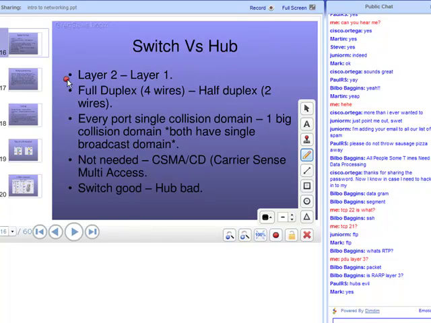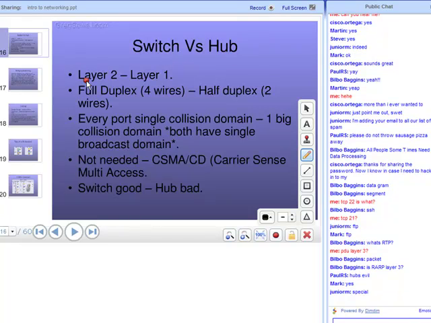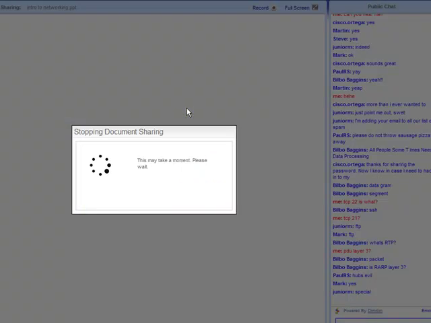So switch versus hub, what's the difference? Switch is at layer 2, hub's at layer 1. They only operate electrically. So what is a hub in essence? A hub is an electrical repeater. So if you've got a hub, every port that plugs into that hub is just a dumb electrical connection. What it does is it takes anything you direct towards it. Let me switch you guys over to the whiteboard real quick.